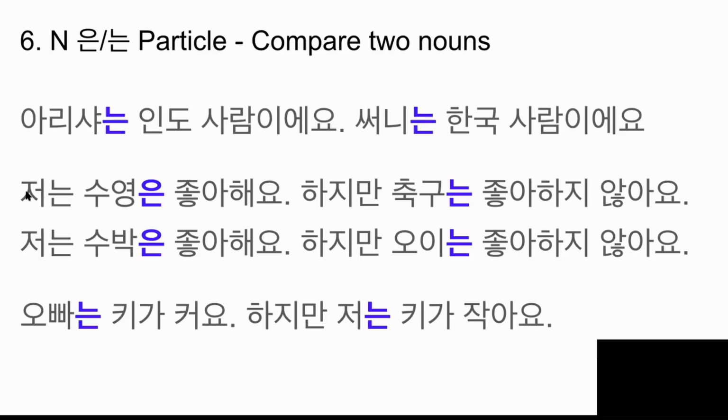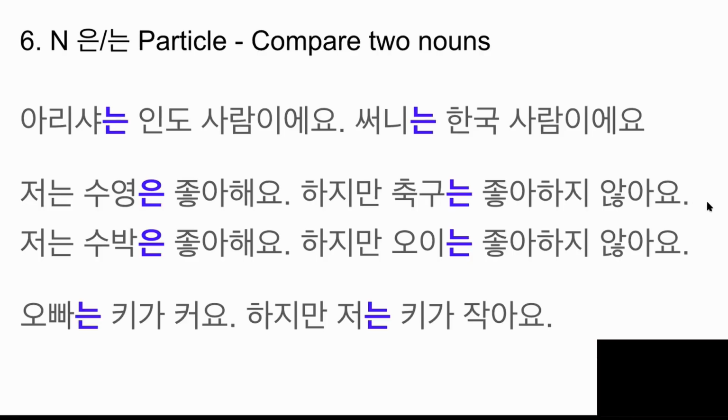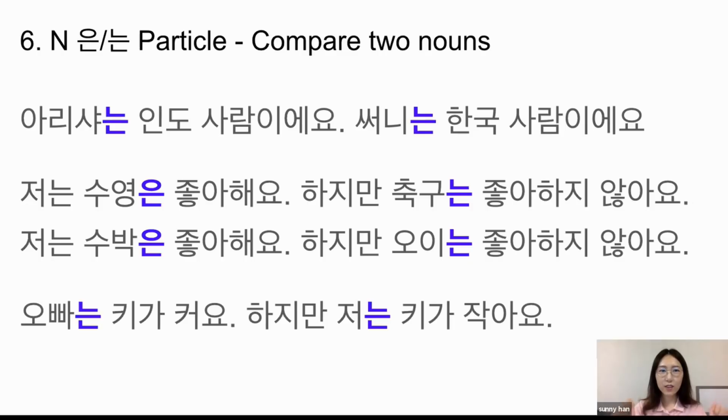So we're gonna read from here to here. 저는 수영은 좋아해요. 하지만 축구는 좋아하지 않아요. 저는 수영은 좋아해요. 하지만 축구는 좋아하지 않아요. Good. Okay, so we're gonna practice one more thing.